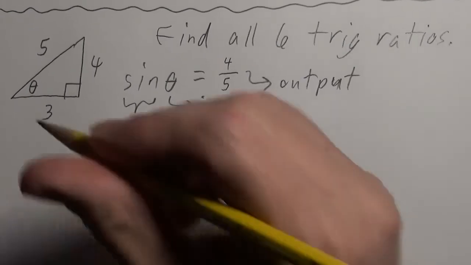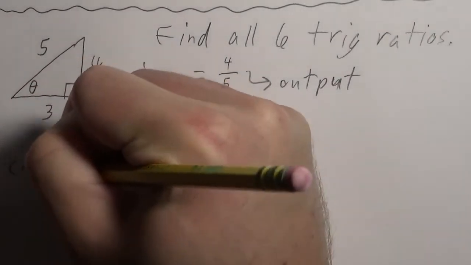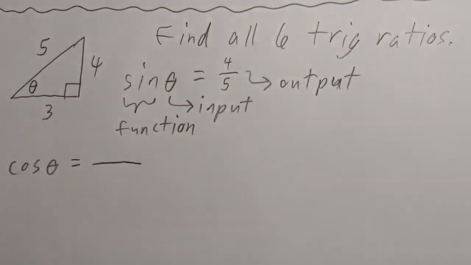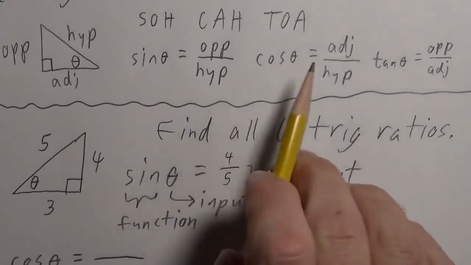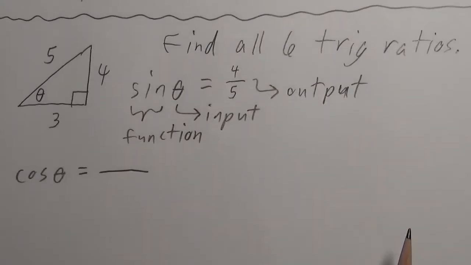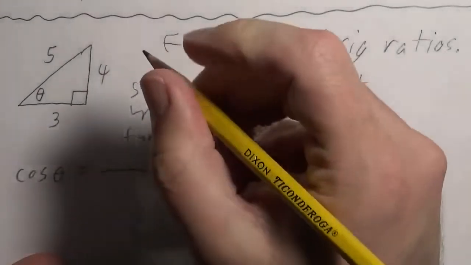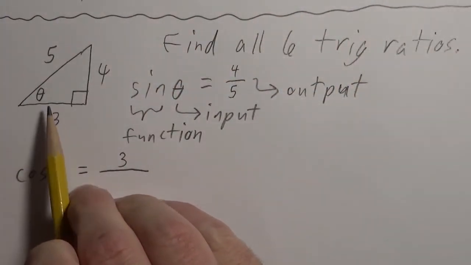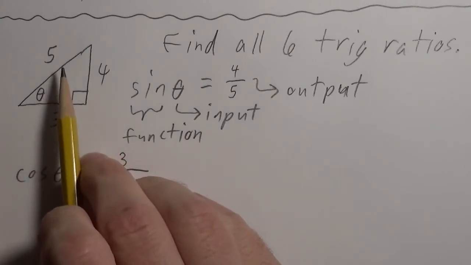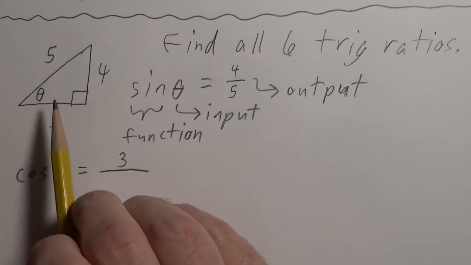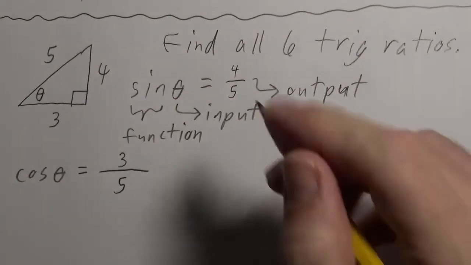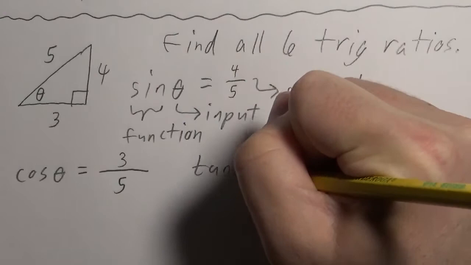Five more to go. Cosine of the angle is going to be the adjacent side divided by the hypotenuse. The adjacent side is 3. The adjacent side is adjacent, that's why we use that word, to the angle. 5, which is the hypotenuse, is also adjacent, but it's not the adjacent, it's the hypotenuse. 3/5. And that's it.